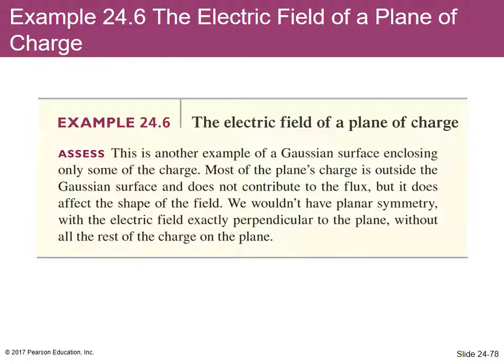This is another example of a Gaussian surface enclosing only some of the charge. Most of the plane's charge is outside the Gaussian surface and does not contribute to the flux, but it does affect the shape of the field. We wouldn't have planar symmetry with the electric field exactly perpendicular to the plane, without all the rest of the charge on the plane.